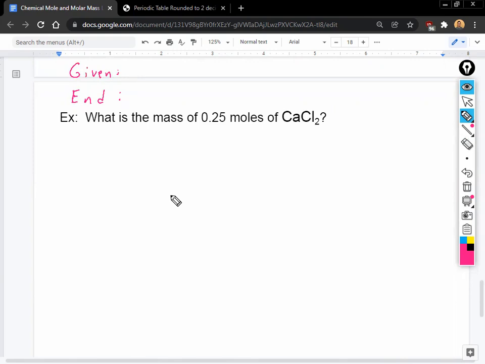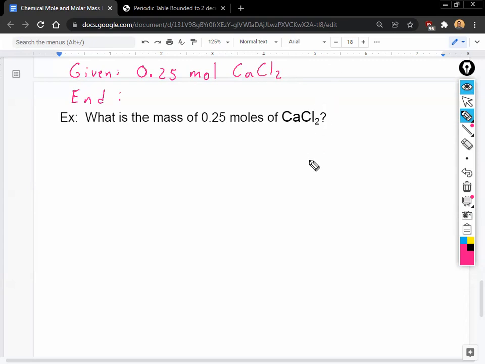Okay, so the given is always going to be a number. So if you guys take a look at this problem, what's your starting number? 0.25. Exactly, 0.25. However, remember, you can never write just the number by itself. So the unit of measurement for this is moles of CaCl2. Okay, so that entire thing is your starting number. You're starting with 0.25 moles of CaCl2.